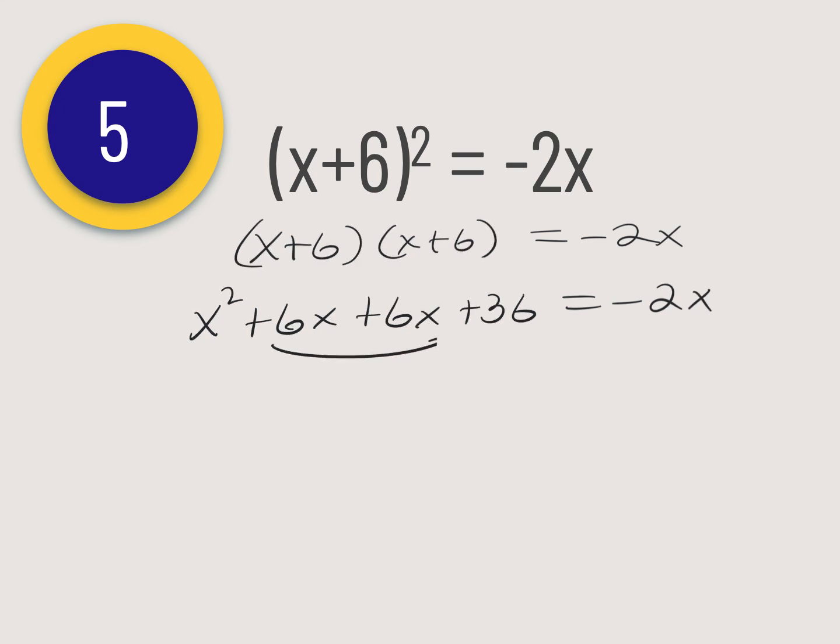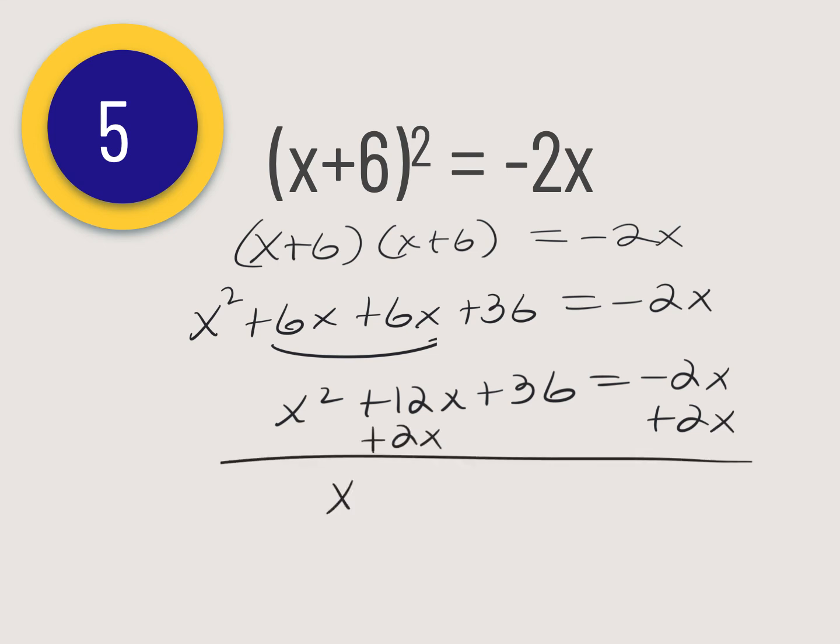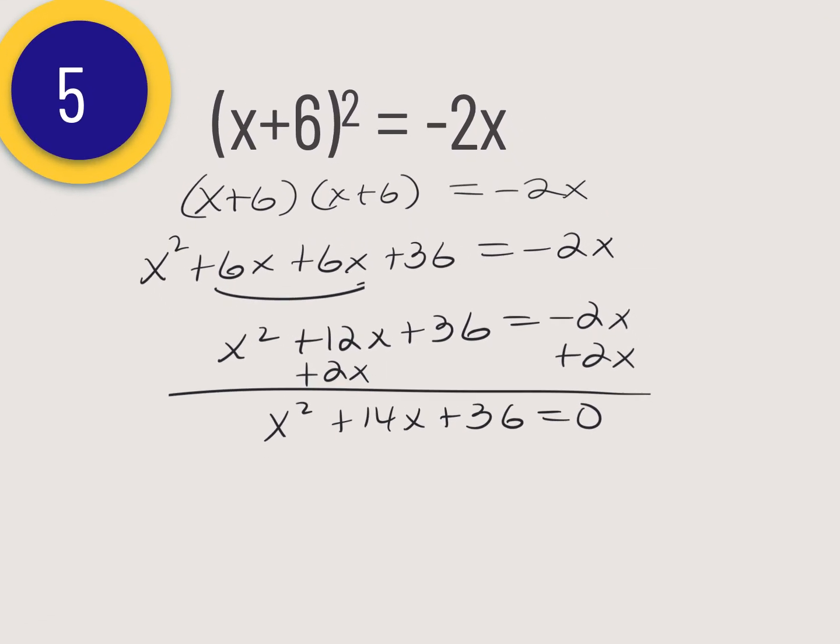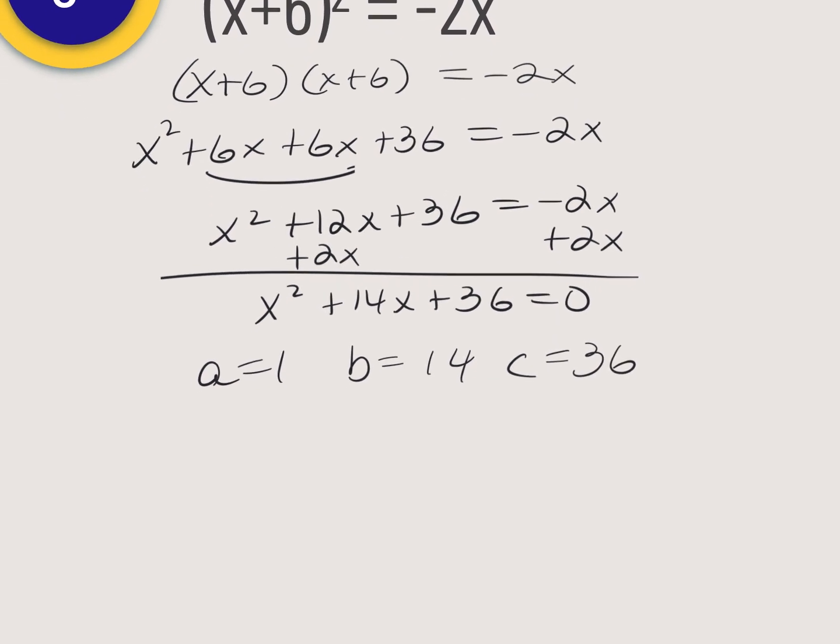I need to combine my like terms. And then I need to set it equal to 0. So I need to add 2x to the other side. And I get x squared plus 14x plus 36 equals 0. Now that I have it in standard form, I can pull out my A, B, and C values. So my A is 1, my B is 14, and my C is 36. And now I can plug it into the formula.